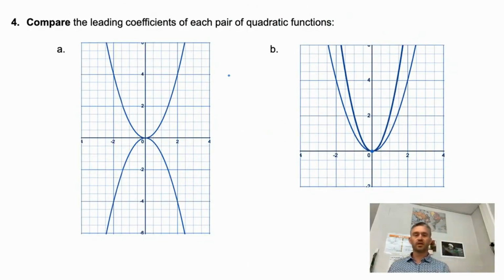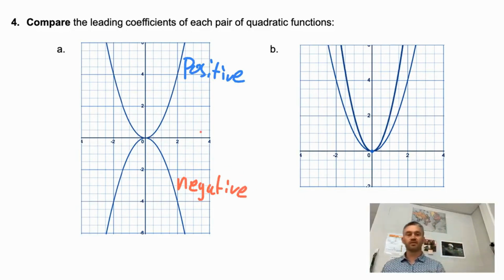Compare the leading coefficients of each pair of quadratic functions. If it opens upwards, that means it's positive. If it opens downward, that means it's negative. If it opens upwards, like both of them, positive, but it just depends on which one is longer. The inside is going to be a higher one than the outside one, because it's steeper.